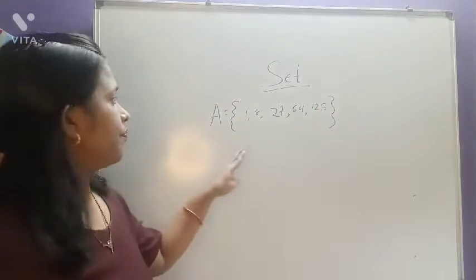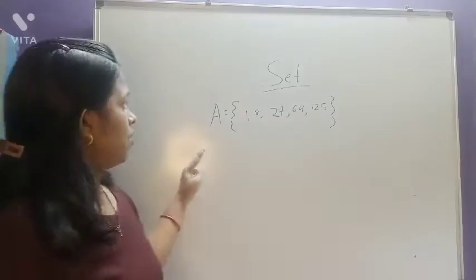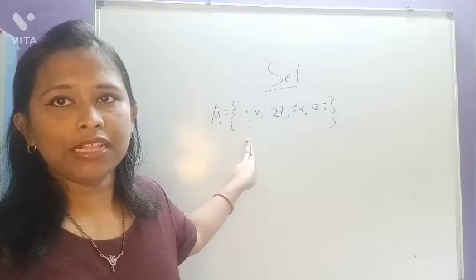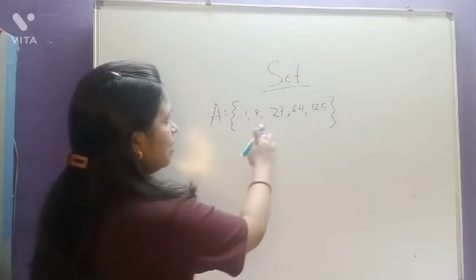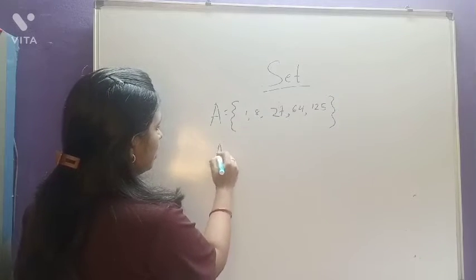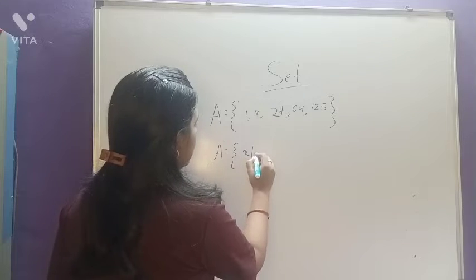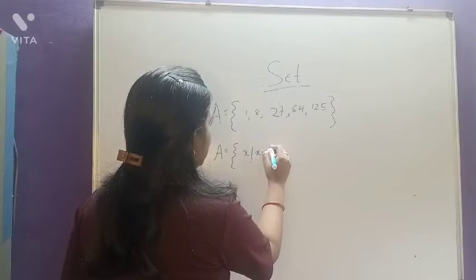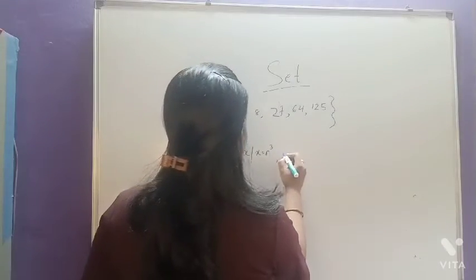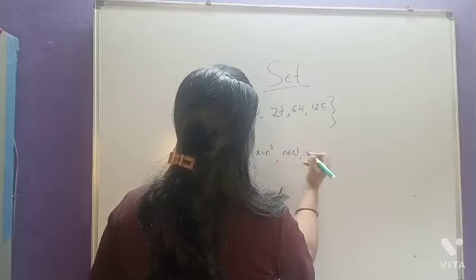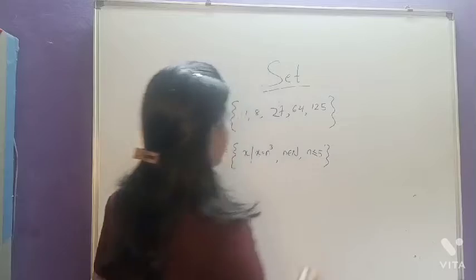The set is this, and you know this set is in listing method. I want to convert this set from listing method to rule method. How can I convert? You know these are the elements of the set. So I want to write the set x such that x is equal to n cube. These are cube numbers. Yes or no? Yes. So n cube, n belongs to the set of natural numbers and n less than or equal to 5.